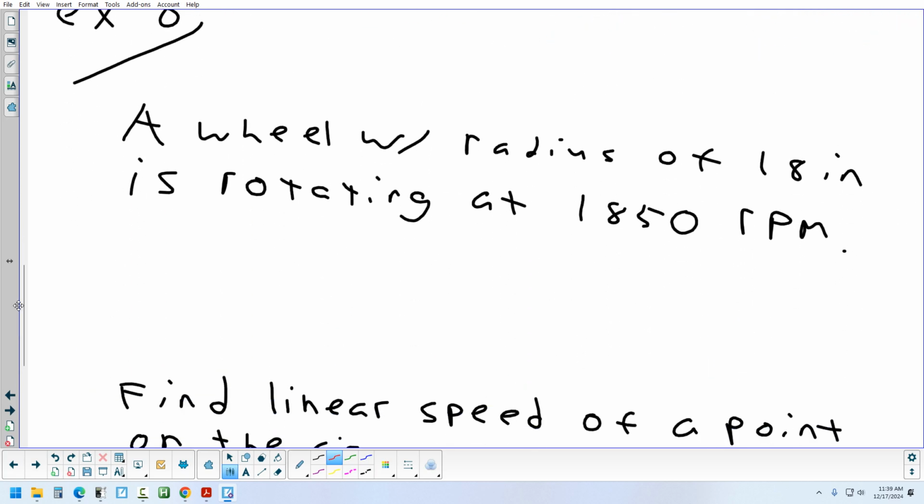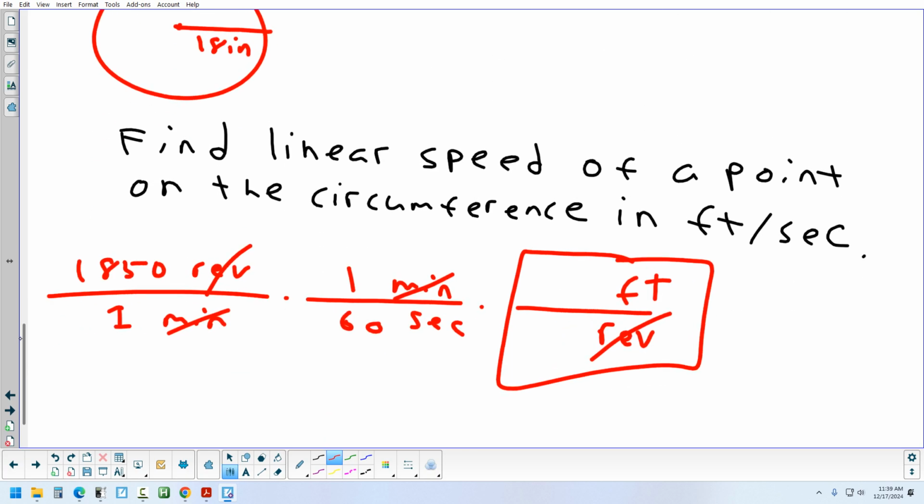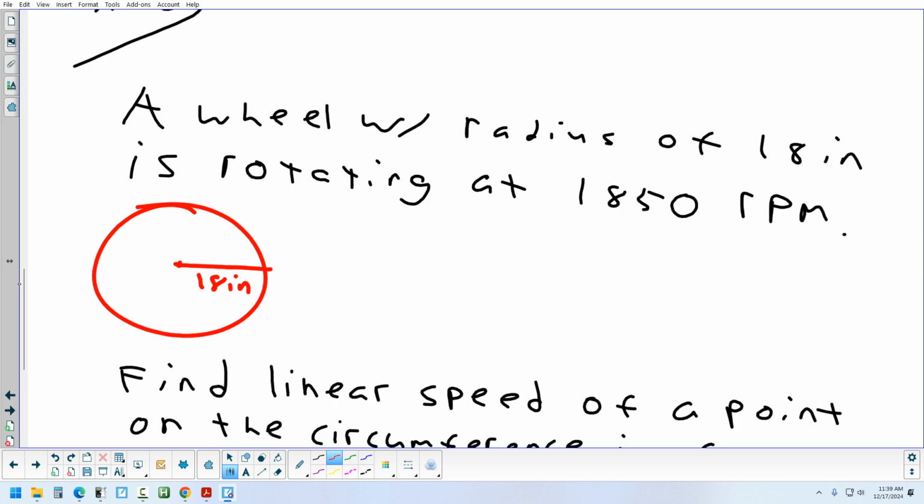It tells us that we have a wheel, and that is 18 inches. Well, first of all, they want feet, so we should fix the 18 right now. How many feet is 18 inches? So 1.5. It's 1.5 feet. Okay, so 18 inches you divide by 12, that'll change inches to feet. So we got 1.5 feet.